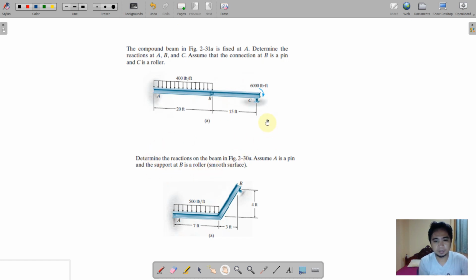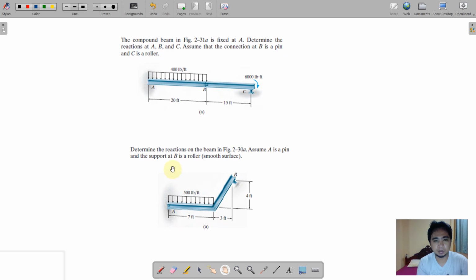So gawin nyo yan. Kasi pag akong nag-solve nito, ako lang magkakaroon ng practice. You do not have any practice at all. So the basic here is you practice more problems or solve, and solve. So that's the secret in engineering. So I hope you work with this independently.